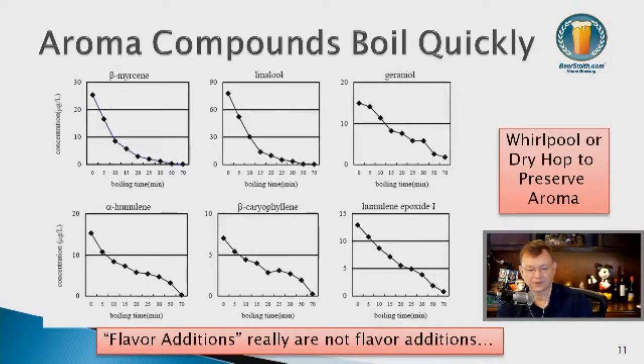They boil off quickly. So this is why most of us have moved to doing a single boil addition to get the base bitterness, the isomerized alpha acids, if you will, that we want in the beer, and then doing whirlpool or dry hopping to preserve these delicate hop aromas.